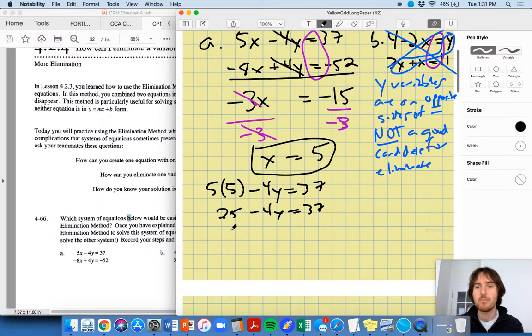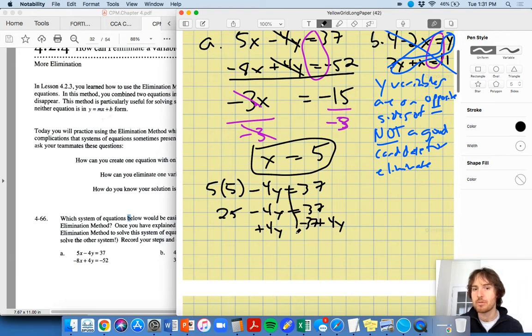Here's what I'm going to do. I'm going to move my numbers to the left side and my y's to the right side, right? See, this is negative 4y. I'm actually going to add that 4y to both sides. Quick tip there: if the variable's negative, then just add it to the other side and boom, voila, it's positive, okay? Got to get rid of that 37, so I'm going to subtract 37.